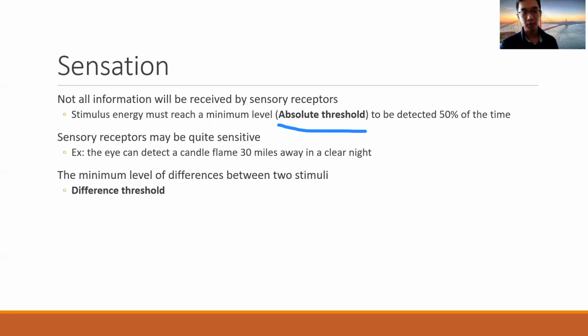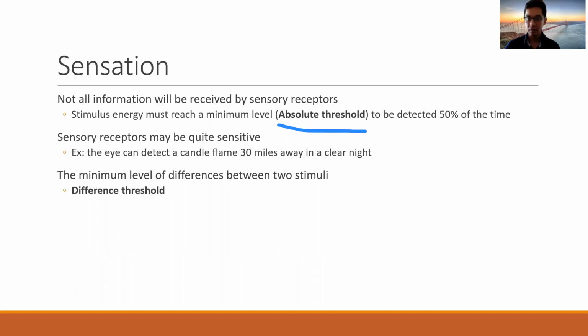Another level that we need to know is called the difference threshold. That's the minimum level of difference between two lights, two stimuli. So what does that mean? Every stimulus can occur with a certain level of strength. For example, some kinds of light can be very bright, and some kinds of light can be very weak.